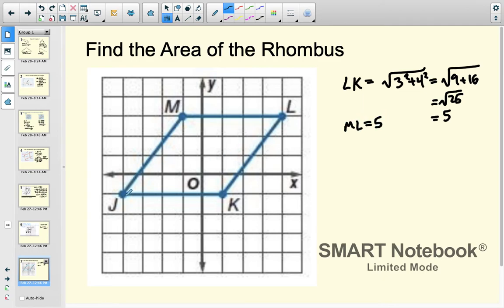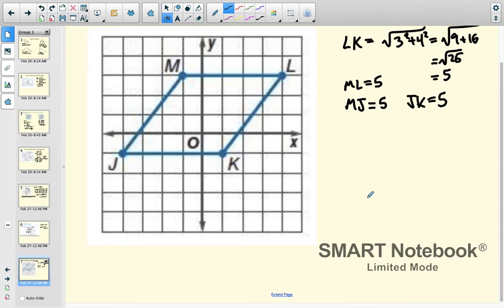And if I did the same thing with MJ, 3 and 4, well, that's equal to 5 as well. And then my final one, JK down here, we know is equal to 5. Okay? So all sides are equal, so that concludes for sure that it is a rhombus, if it asks you for that.